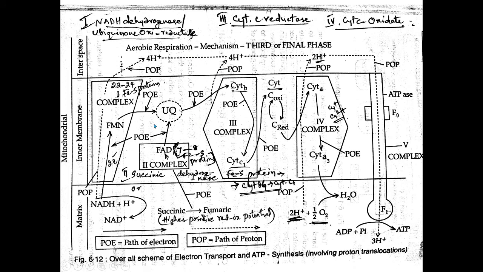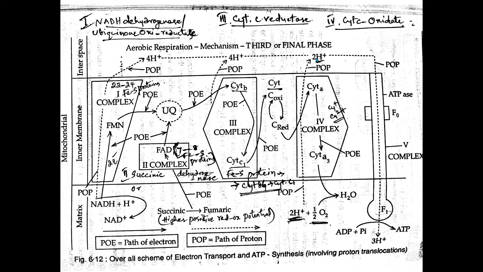Because of oxidation reactions, this flow of protons is possible. During the transfer of electrons only, these protons enter into the intermembrane space. So during the oxidation, this happens. That's why this is known as oxidative phosphorylation. For every 3 protons, 1 ATP formation takes place. This is known as the chemiosmotic hypothesis proposed by Peter Mitchell.